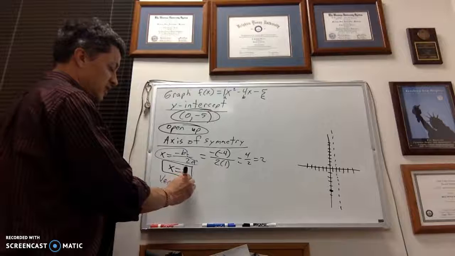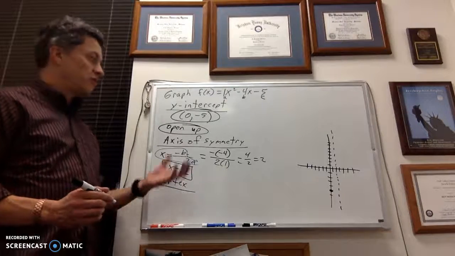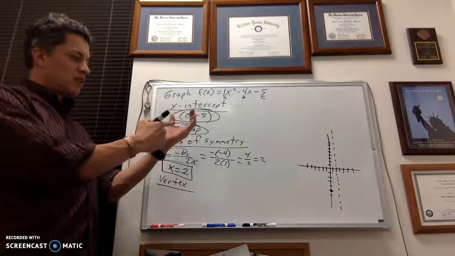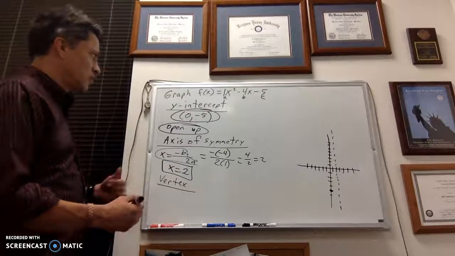The vertex, in this case, it's going to be the lowest point of my graph, okay? If it was an upside down parabola, it would have been the highest point. But it's right side up, so it's going to be my lowest point. I've already got my x-coordinate. Let's go find the y-coordinate.